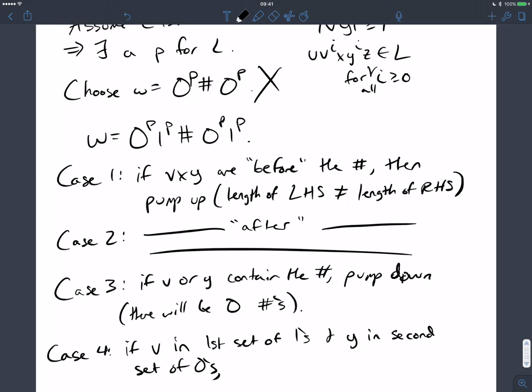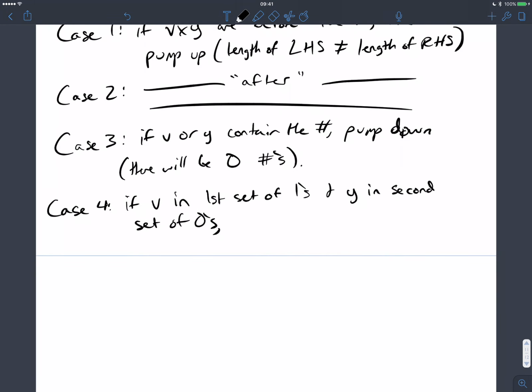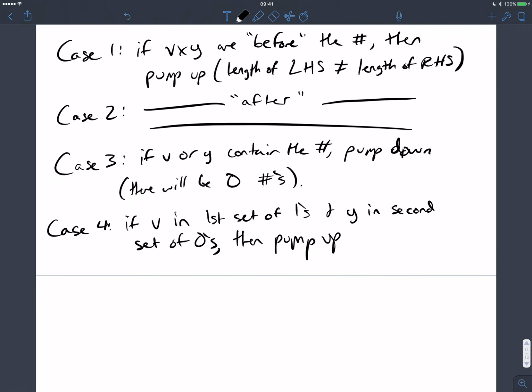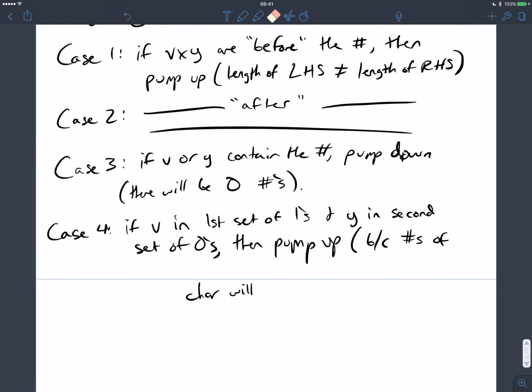I'm going to increase the number of zeros on the right side, but will I increase them on the left side? No. And those two reasons are because it has at most P characters. Okay? So then pump up. Because the numbers of characters, I should not say each, I should say at least one character will not match.